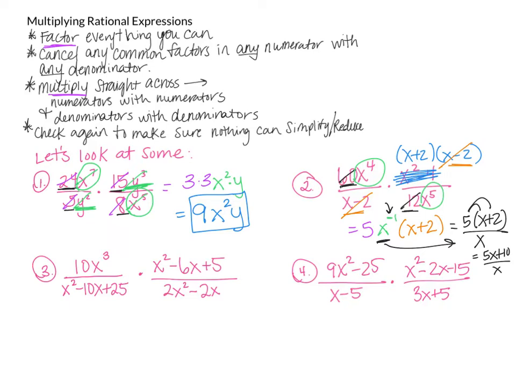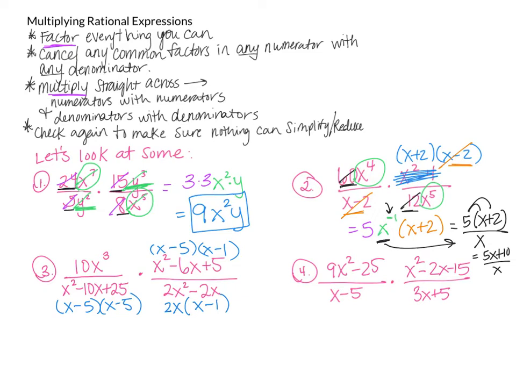So let's look at our next example. The first thing I want to do is factor everything that I can here. I'm going to start off with this denominator, which is going to give me an x minus 5, an x minus 5. I'm going to go to the next numerator, which is going to give me an x minus 5 and an x minus 1. I move to the next denominator. I've got a 2x in common, which will leave me with x minus 1.